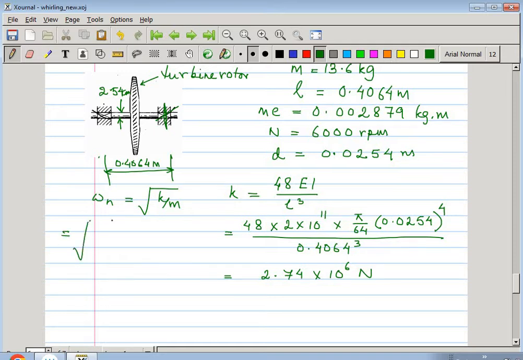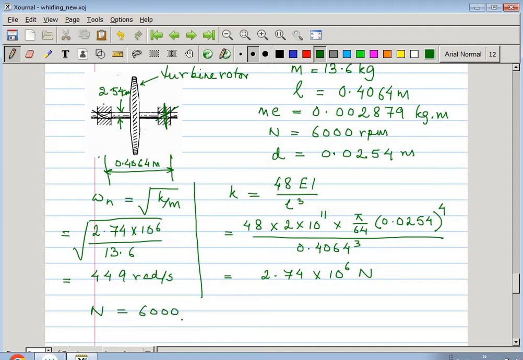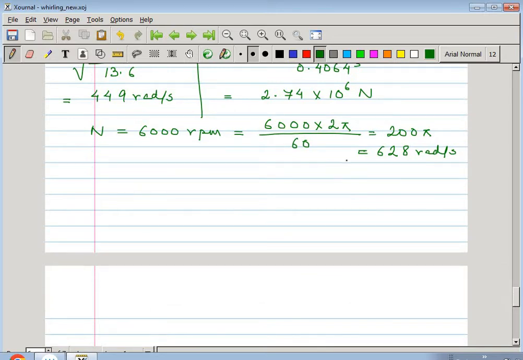So the critical speed is root over 2.7674 into 10 to the power 6 divided by 13.6, and this is 449 radian per second. And the operating speed is 6000 rpm, that means twice pi N by 60 radian per second. So 6000 into twice pi by 60, so this is 200 pi radian per second, that means 628 radian per second. This we call capital omega.